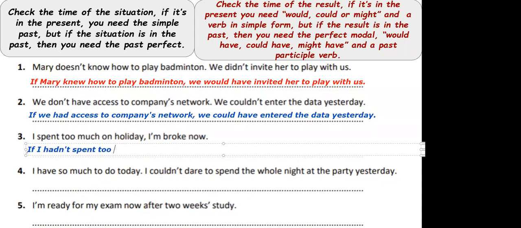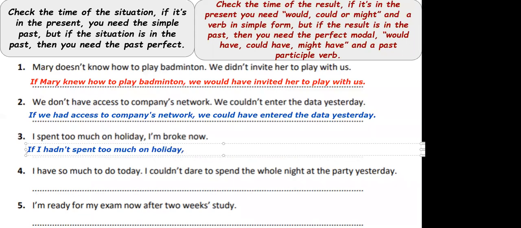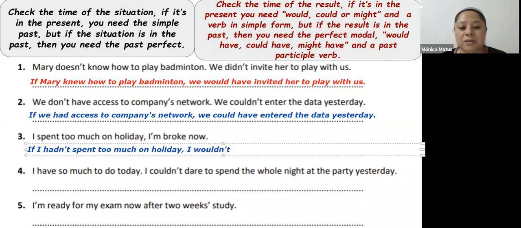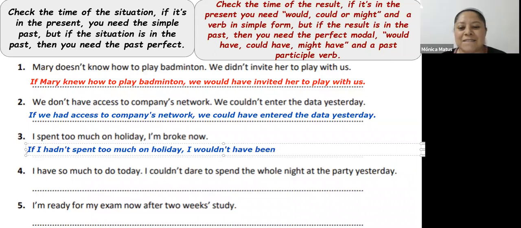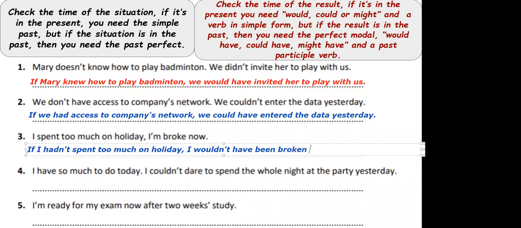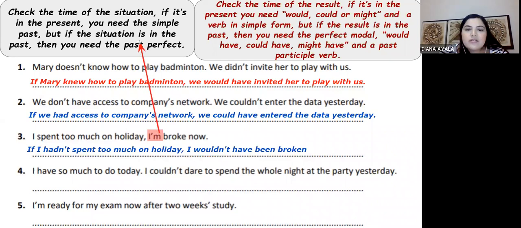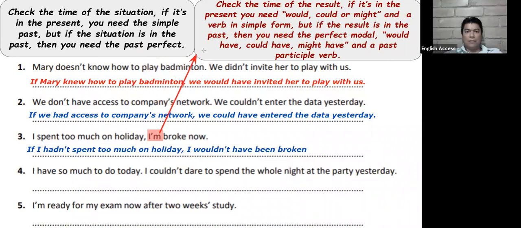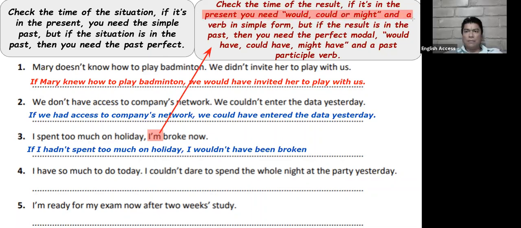If I hadn't spent too much on holiday, I wouldn't have been broke. Is that in the present or the past? Present. And is that the result or the cause? The result. So the result is in the present. So what do we need? We need would, could, or might.